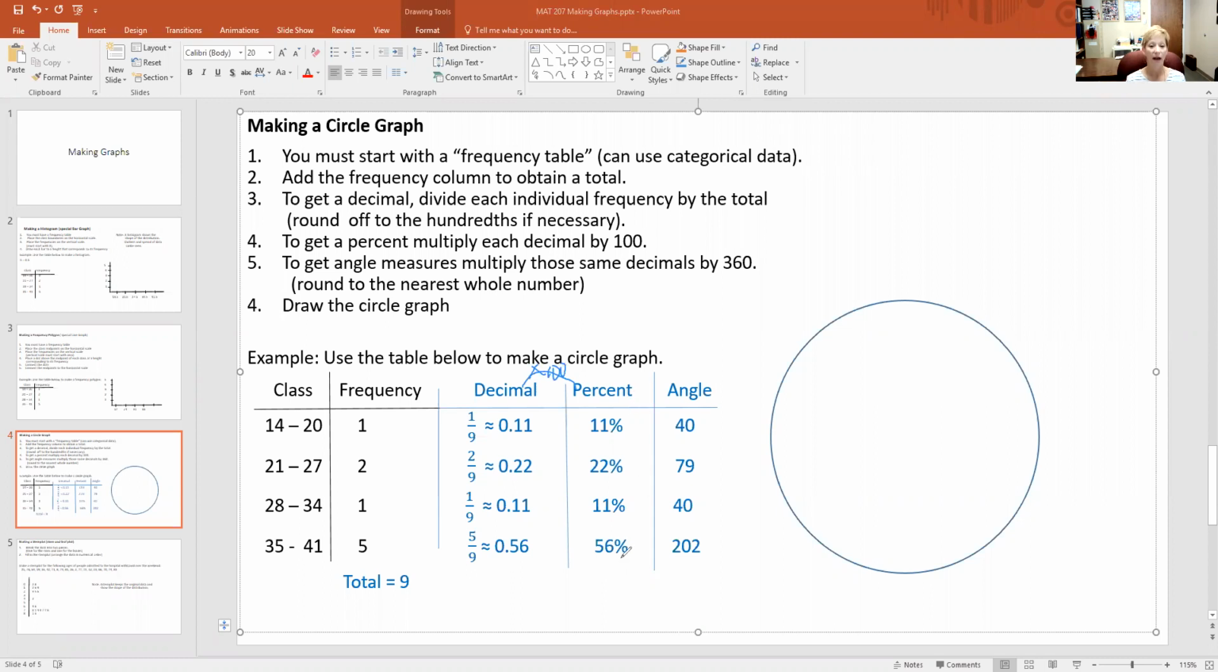Well, now how do you get angles? To get angle measures, you go back to those same decimals, but instead of multiplying by 100, you multiply by 360. Now think about why 360. How many degrees in a whole circle?